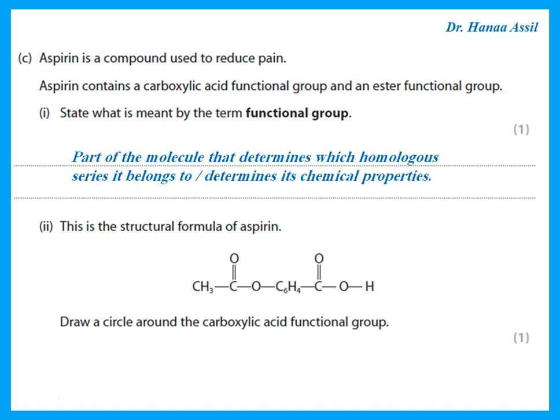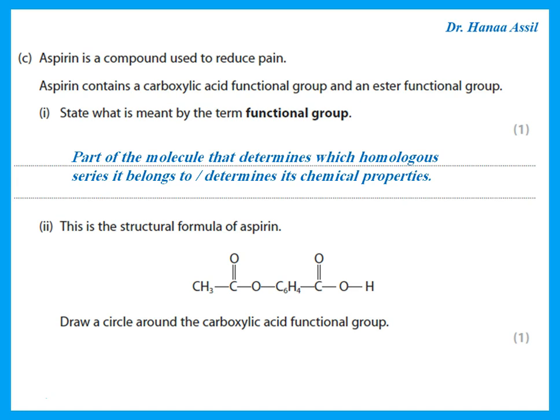Or you probably remember that if I want to know if something is an alcohol, then it should have an OH and so on. So that is called the functional group. So this is the part of the molecule that determines which homologous series it belongs to, whether it's an alkane or alkene or alcohol or acid, or it is the part of the molecule that determines its chemical properties. Of course, if I decide that it's an alcohol, then it will do specific reactions. If it's an alkane, then it does specific reactions and so on.